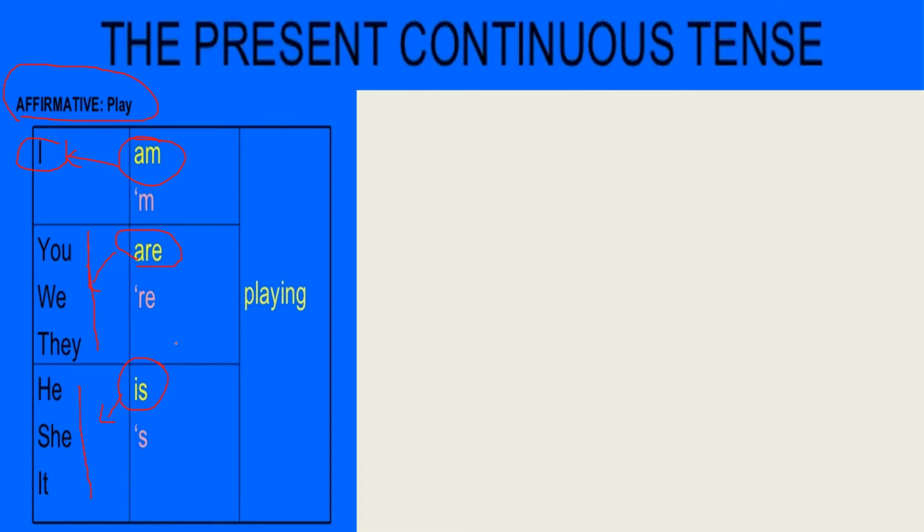Why are we using am, are, and is? Because they are the present tense auxiliary verbs. And then after that, what is the formation of the verb? Here it is play. Play is V1, the first form of the verb, and we are putting ing with it, which means it is going to be the present participle, which is also called the gerund. So we will move further.